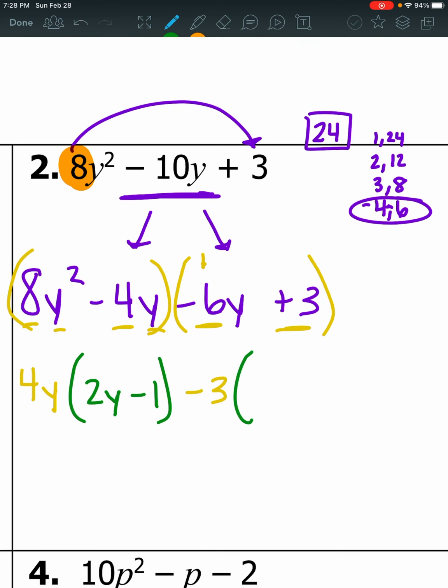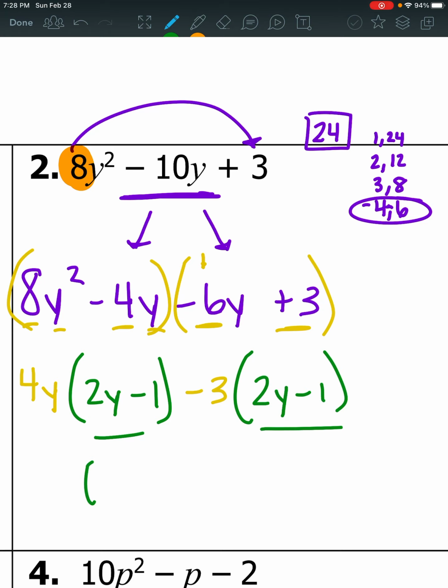Negative 6y divided by negative 3, so we get 2y. And then positive 3 divided by negative 3, we get a minus 1. Again, look, there are the twins. If you do not end up getting the exact same, then either A, the trinomial cannot be factored, or we made a mistake before and we'd want to go back and check our work.